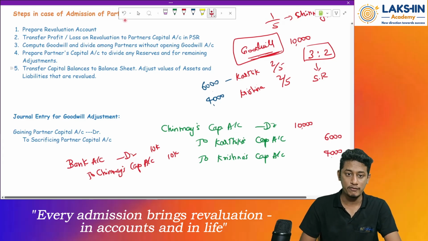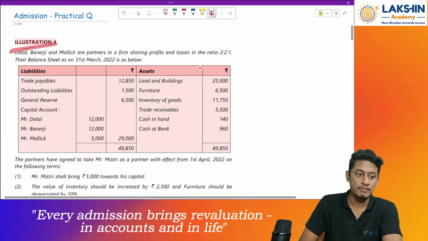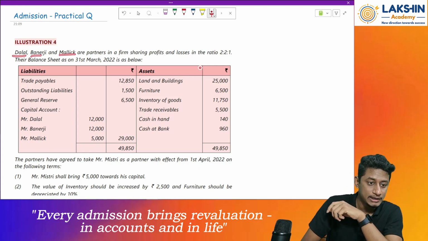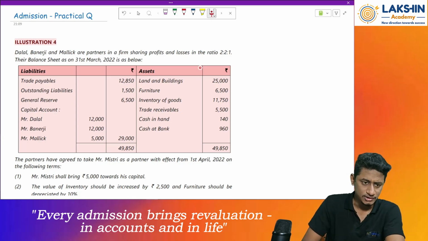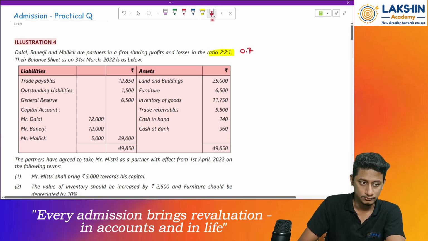Now we will straight away jump into the questions. Illustration number 4. Dalal, Banerjee and Malik are partners in the firm sharing profit and losses in the ratio of 2:2:1. So I will just mark this. This is my old ratio. Their balance sheet as on 31st March 2022 is as below.